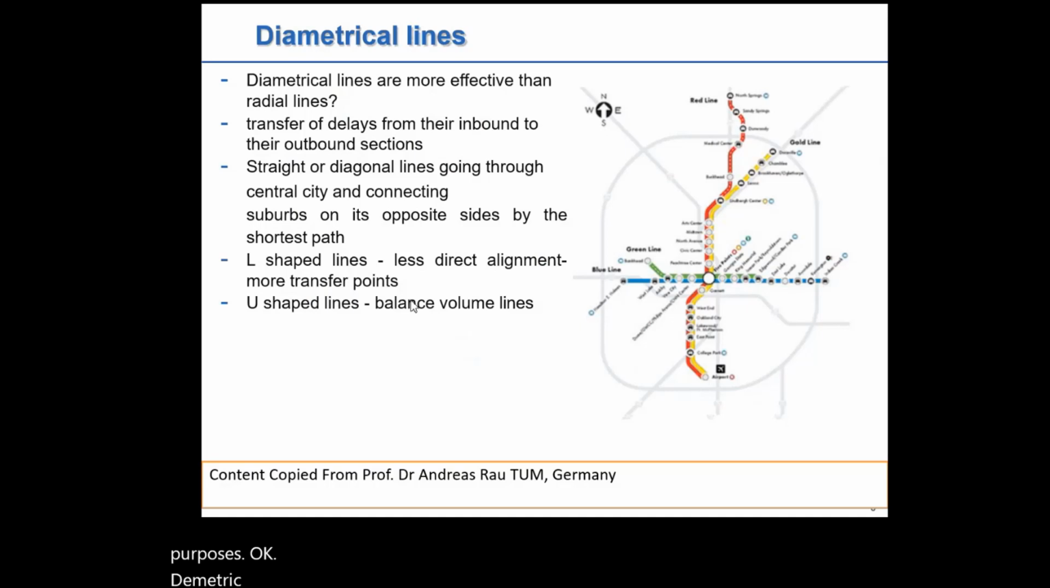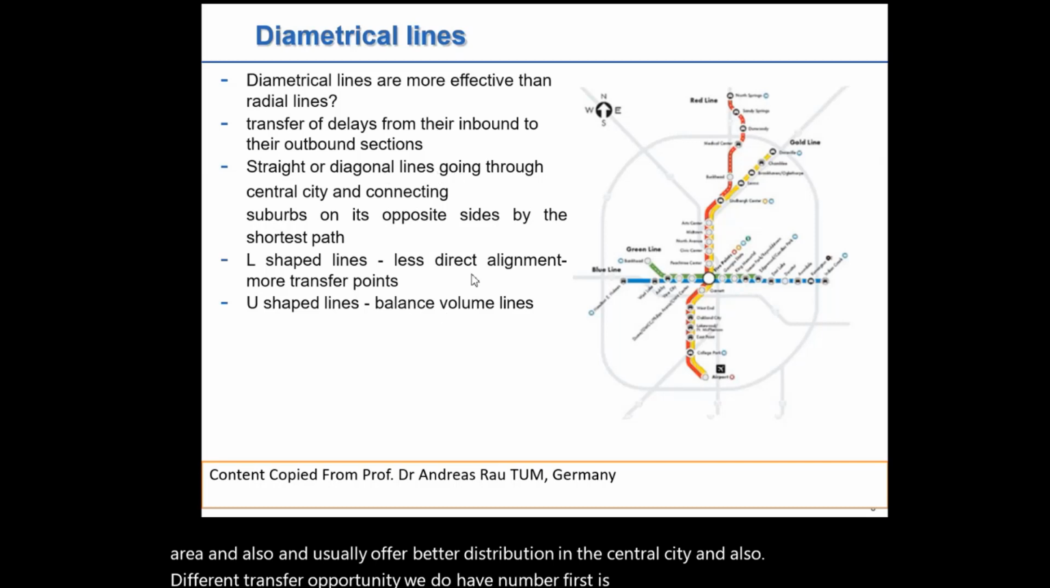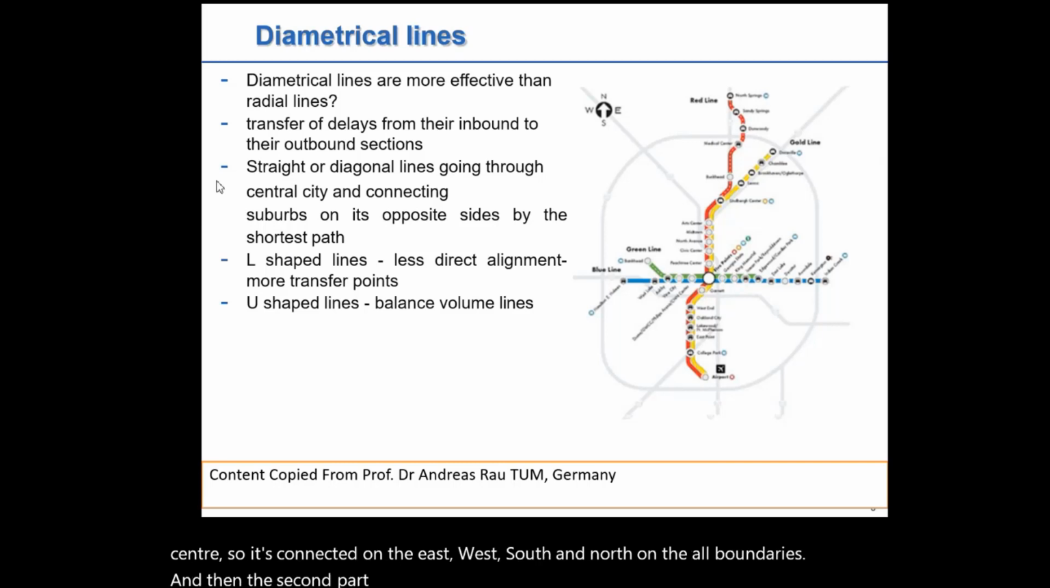Diametrical lines are, of course, more effective than radial lines. Why? Because they serve more area and usually offer better distribution in the central city, and also different transfer opportunities we do have. Number one, you can see here, if this is our city center, it's connected on the east, west, south, and north on all bound lines. And the second point is it also has transfer delays from the inbound to the outbound section.